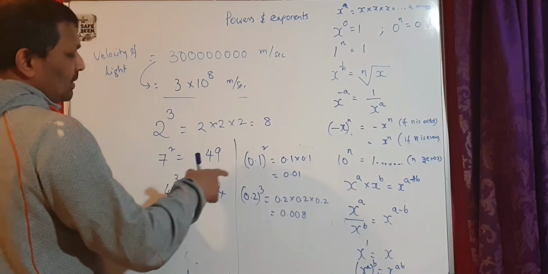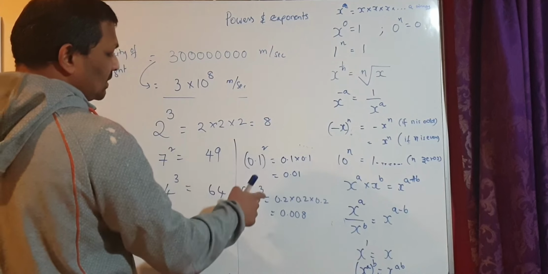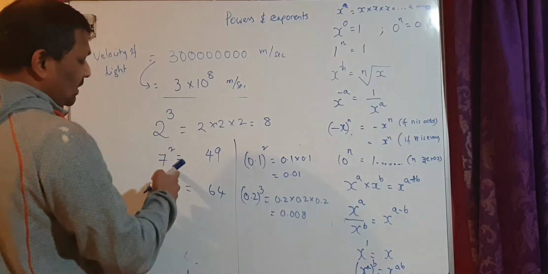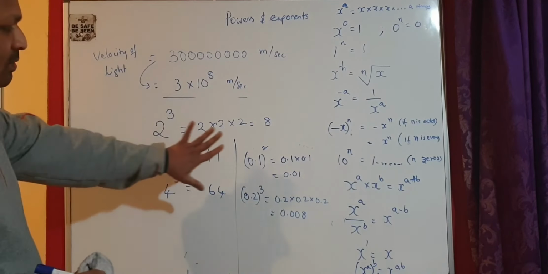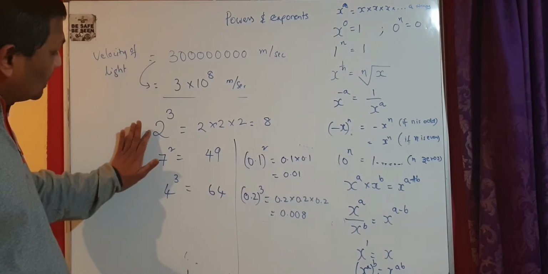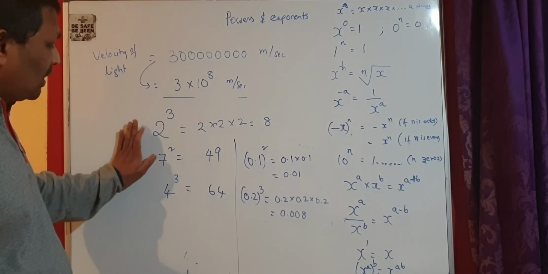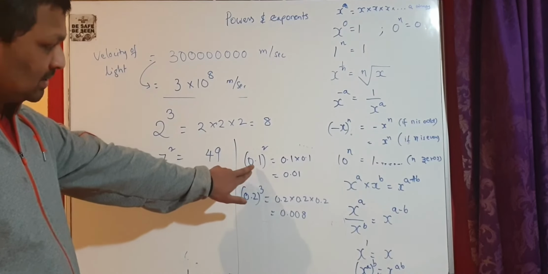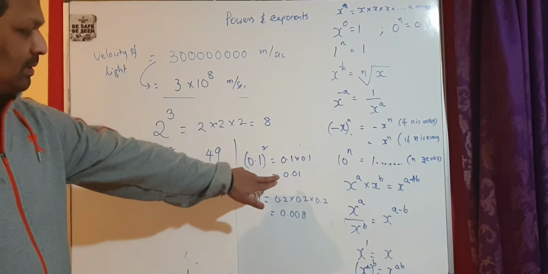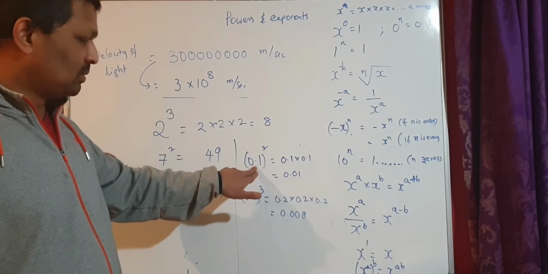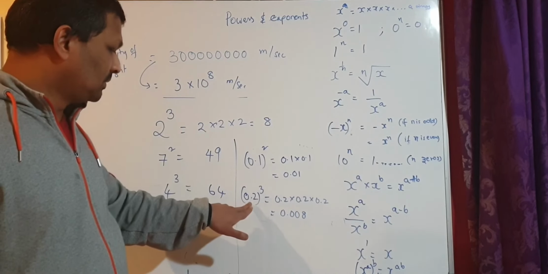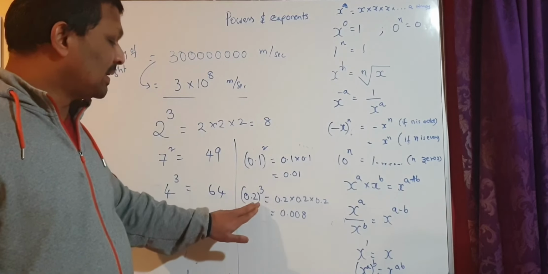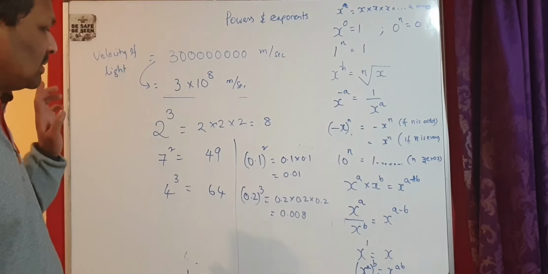The powers here and here are both the same, more than 1 only. Here I picked up 3, here 2, here 3. The powers are fine in both the cases. But the base here is a positive number more than 1: 2, 7, 4. Here it's a positive number, but the value of the base is between 0 and 1. So in such case, you get a value that is lesser than the base. Here 0.2 whole cube, you got an answer which is 0.008, which is far less than 0.2. That also you have to remember.